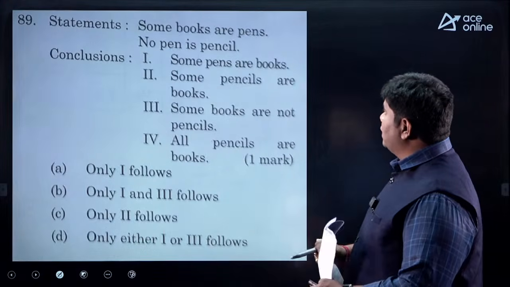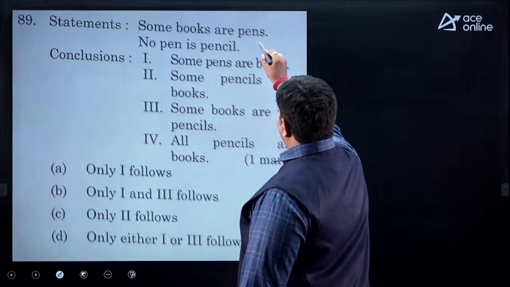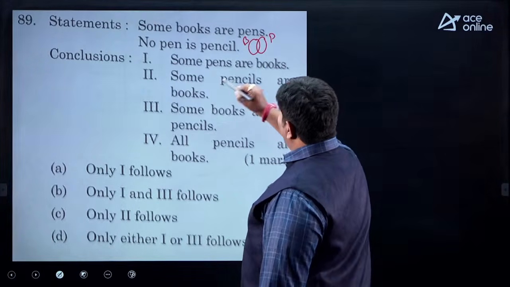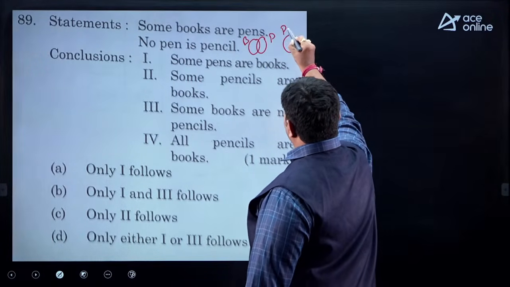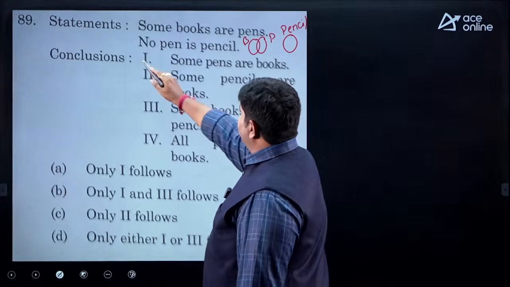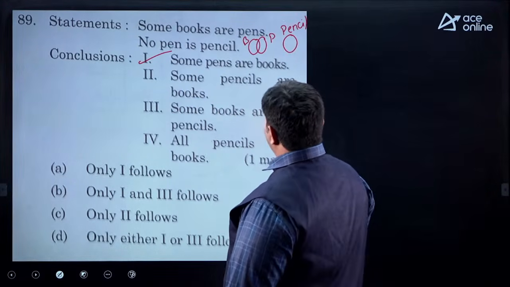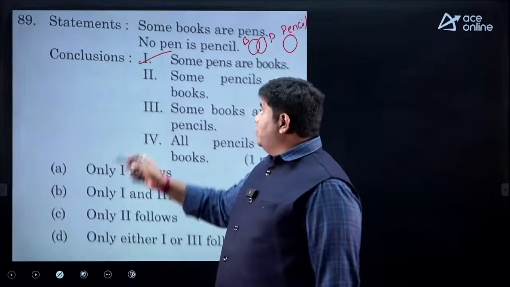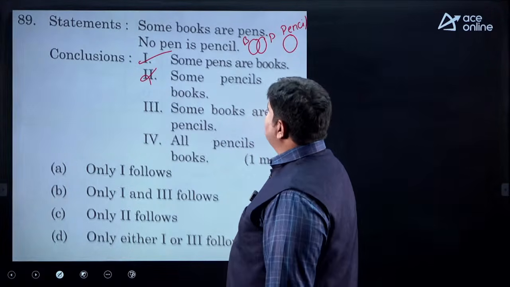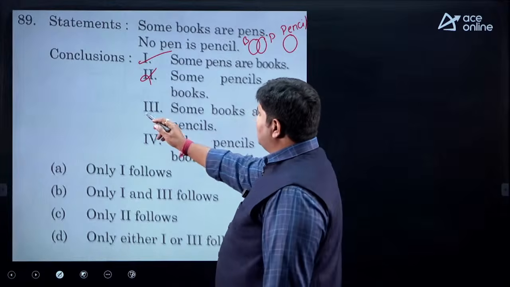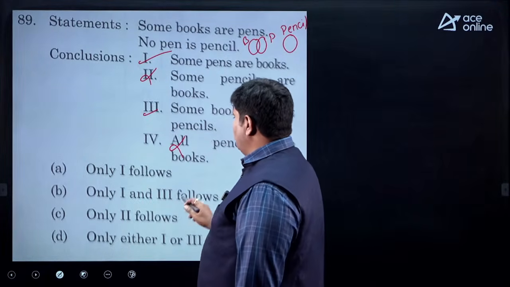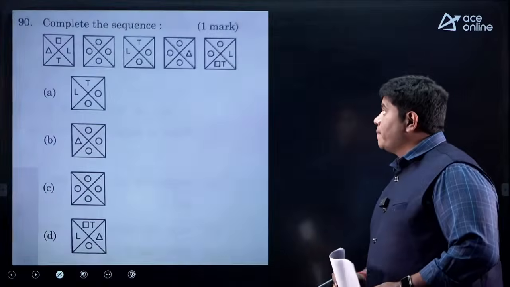Next, here some books are pens, some books are pens. No pen is a pencil. First, some pens are books, right? Some pencils are books, we don't know. We are not given the relation between books and pencils. Some books are not pencils, this is also right. All pencils are books, clearly wrong. So what is the answer? 1 and 3 is the right answer.